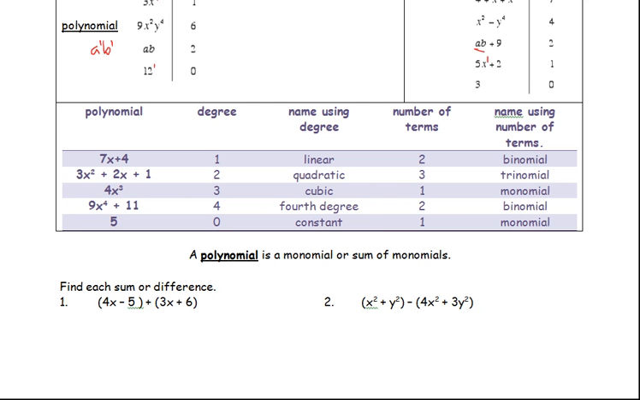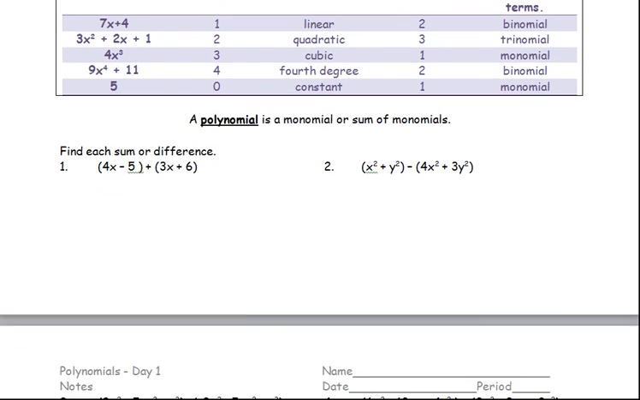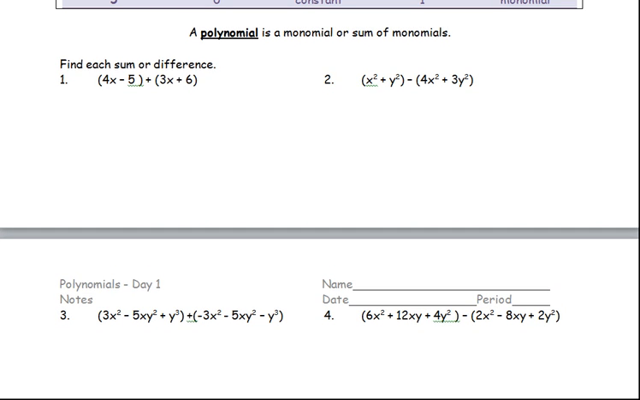Now, let's get into the real meat of this lesson. And this is all about adding and subtracting polynomials. As you look at each term, the terms have to match. I like to give the idea of cats and dogs. You cannot breed cats and dogs together. They both might be pets, but they like to stay in their own little groups. So, for example, we have 4x minus 5 plus 3x plus 6.